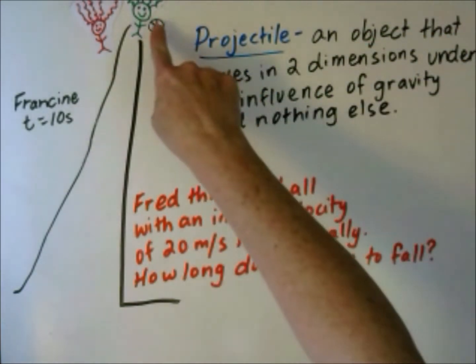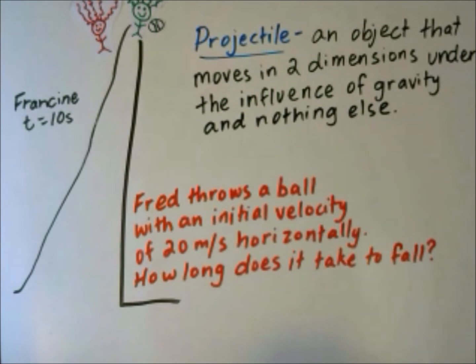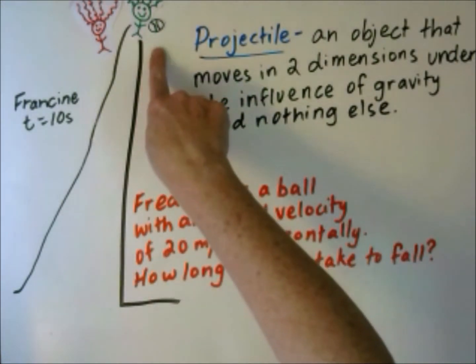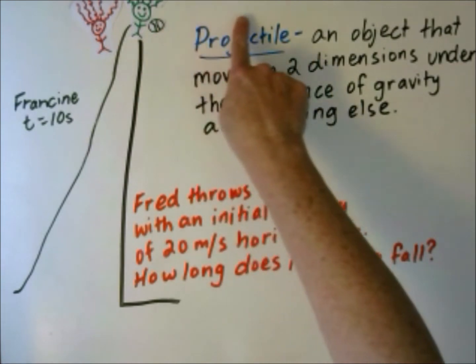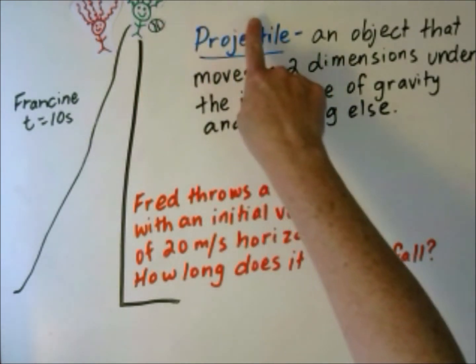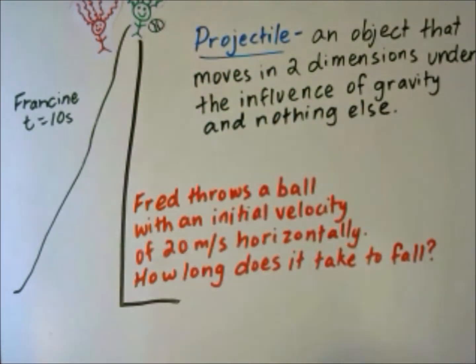When Francine's ball dropped straight down, we only had to consider one dimension, the y direction. But if Fred throws the ball horizontally, it's going to move in the x direction and the y direction. This makes it a projectile. A projectile is an object that moves in two dimensions under the influence of gravity and nothing else. Just like free fall, we're going to ignore air resistance.